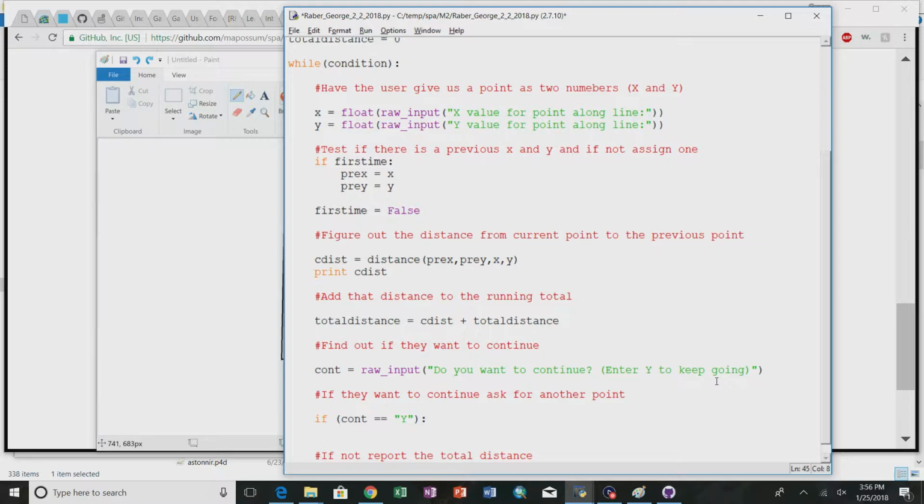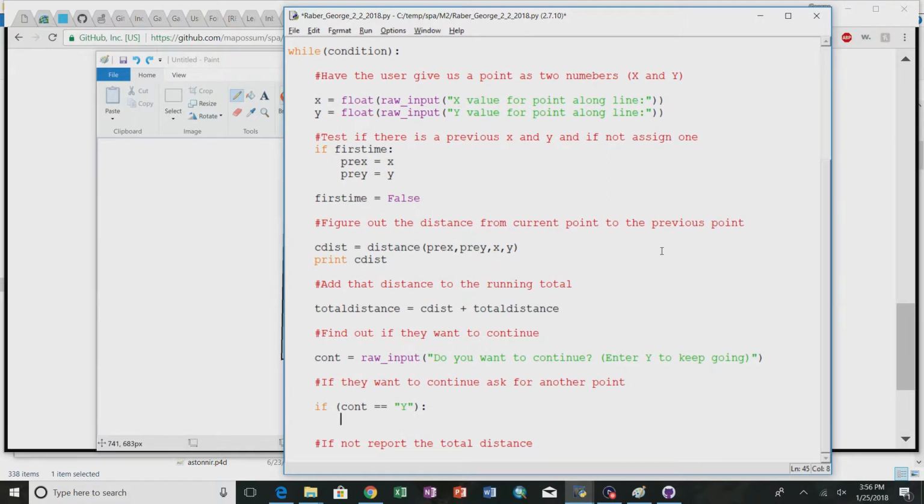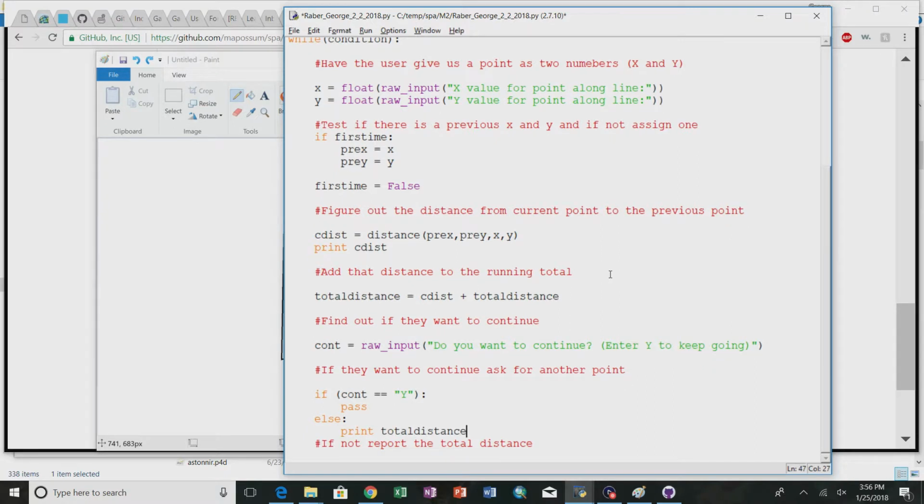Then actually, we could say pass, right? I mean, we could just not do anything. And then else, if it's not true, write print total, oops, distance. And now I'm like completing it all, but print total distance.